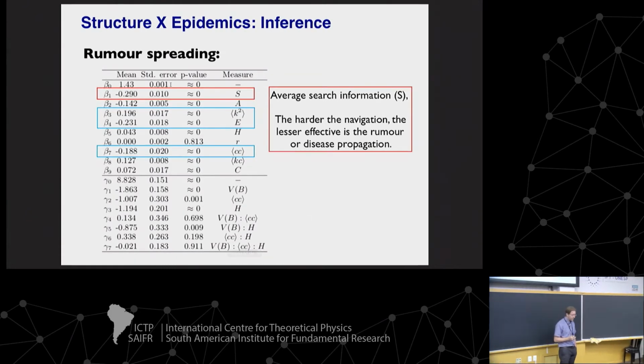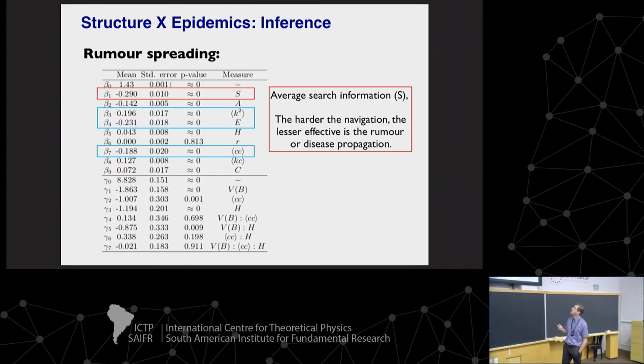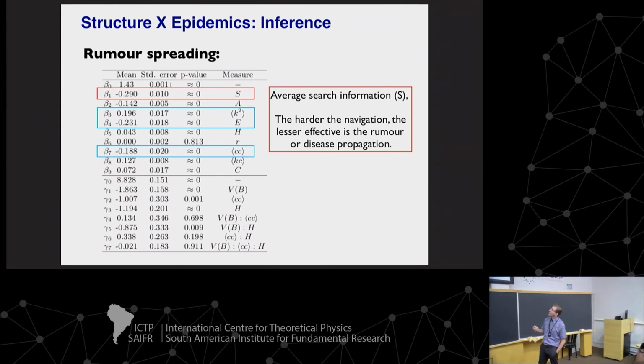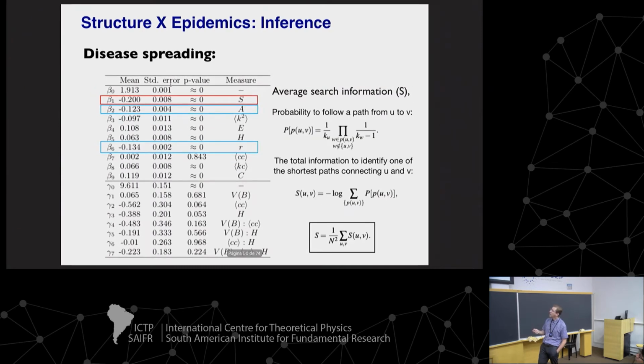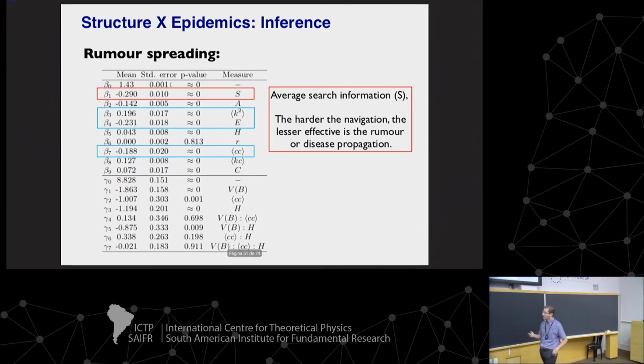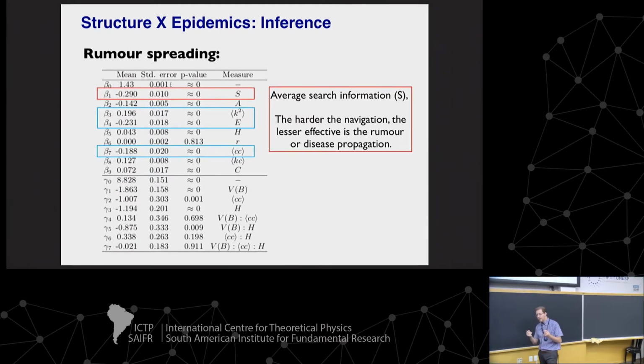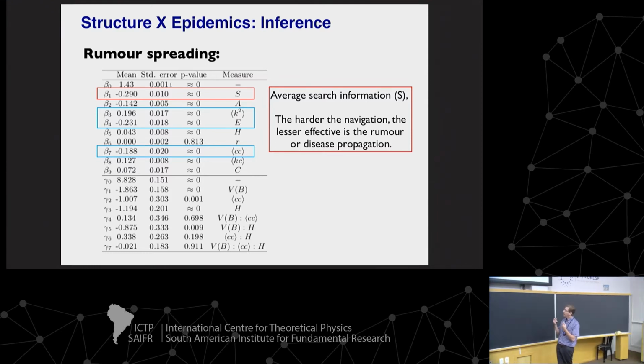For rumor spreading, again, the average search information is the most important one, but also the second moment of the degree distribution, the efficiency, and the clustering coefficient. It's interesting to see that the clustering coefficient is important here, but for epidemic spreading, it's not so important. It's very close to 0. Because, for instance, in rumor spreading, the interaction between informed nodes gives a new recovered, a Stifler node, then the clustering is important.